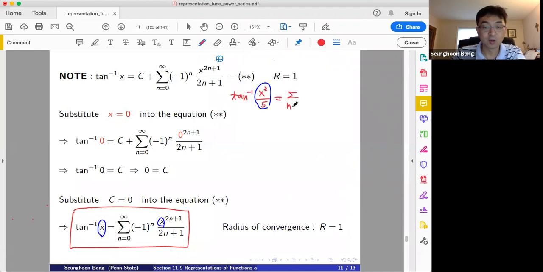Summation n equal 0 to infinity, minus 1 to the power n, times x cubed over 5 to the power 2n, plus 1 over 2n plus 1. So like this. You have to keep summation n equal 0 to infinity, minus 1 to n. I can do that: distribute 2n plus 1 into x cubed.